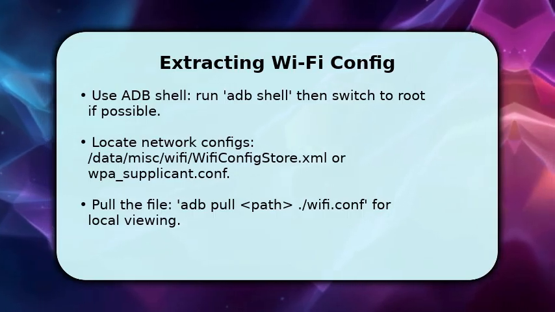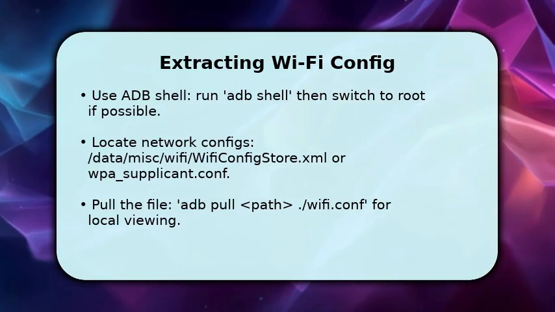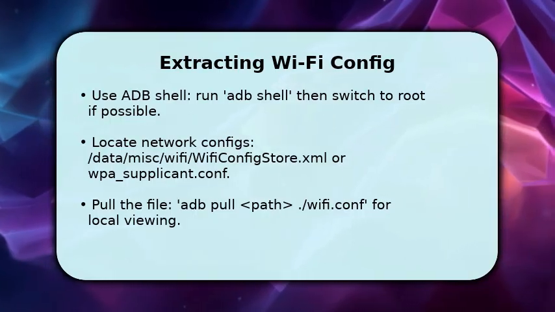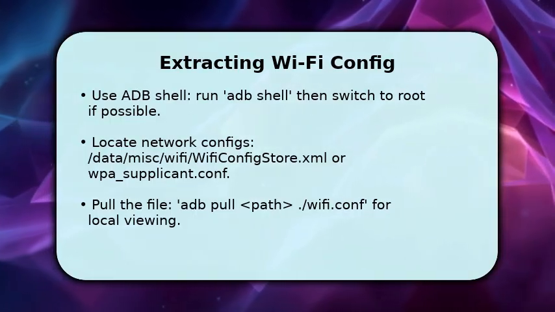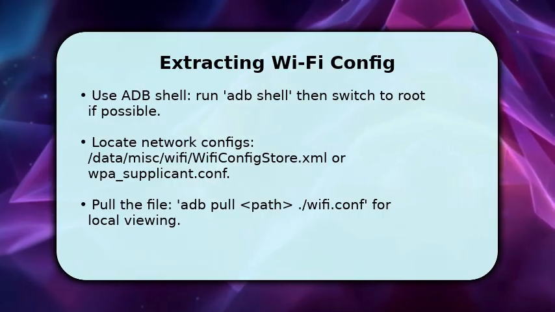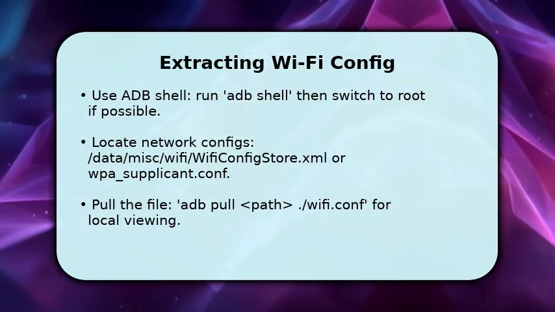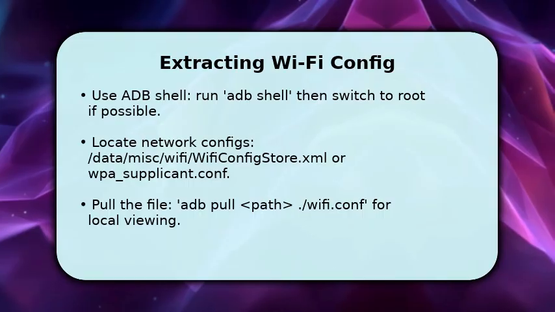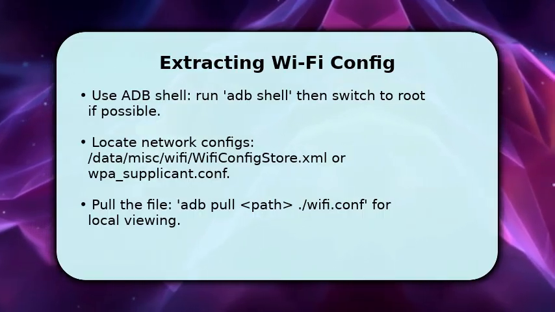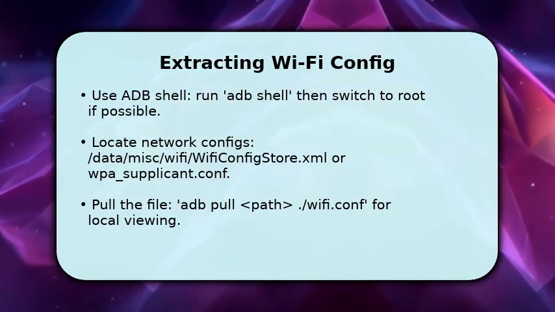Navigate to /data/misc/wifi and identify the Wi-Fi config store, XML or wpa_supplicant.conf. Then exit the shell and run an adb pull with the file path to copy it to your PC. You're doing this so you can inspect the stored SSID and PSK entries.